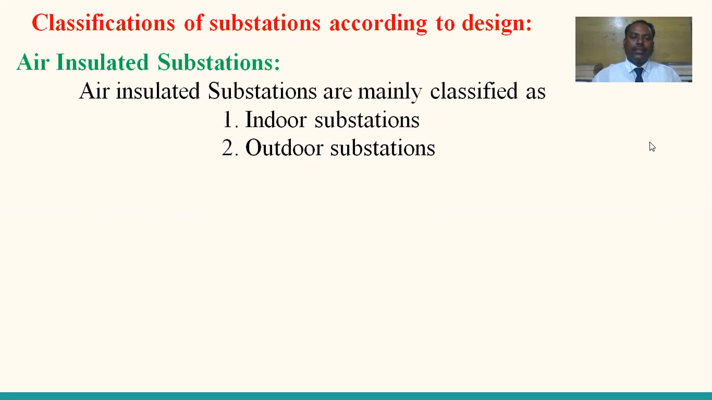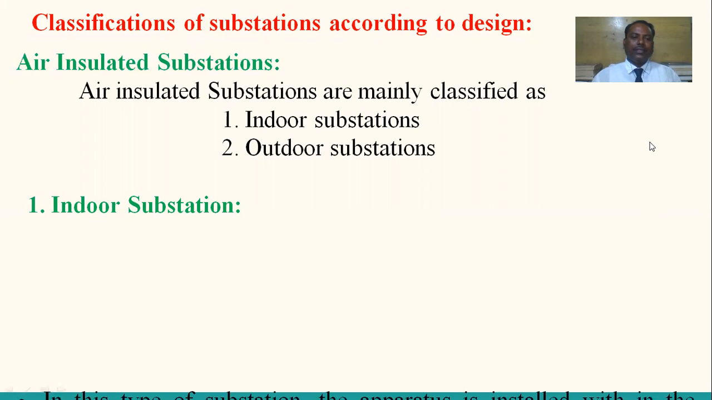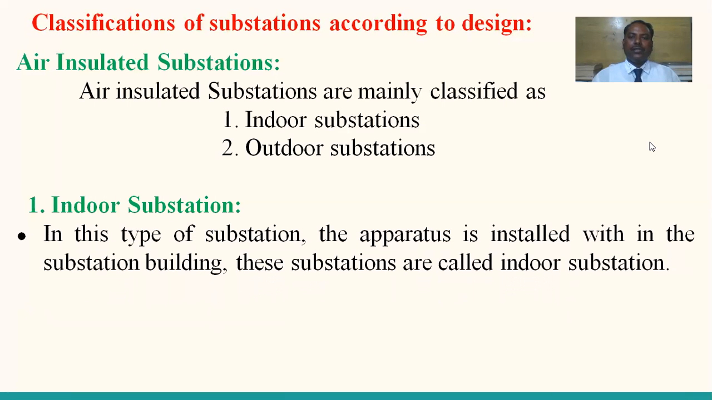So these names are very familiar to us. Indoor substation, in the sense, the substation located inside a building. Outdoor substation, in the sense, the substation is located in normal free space. So let us start from the indoor substations. What is the indoor substation? In this type of substation, the apparatus is installed within the substation building. So these substations are called indoor substations.